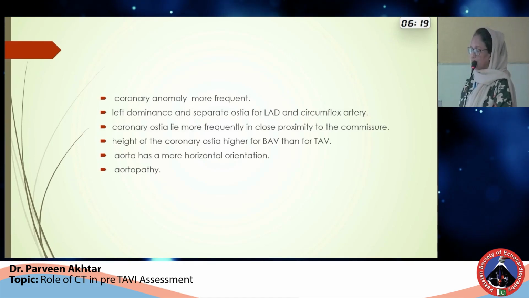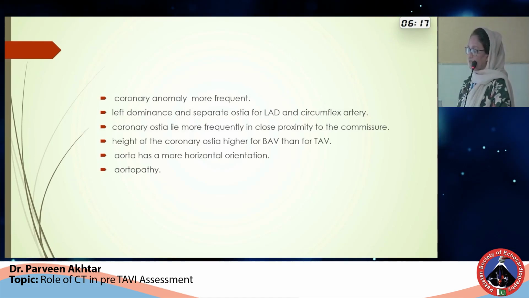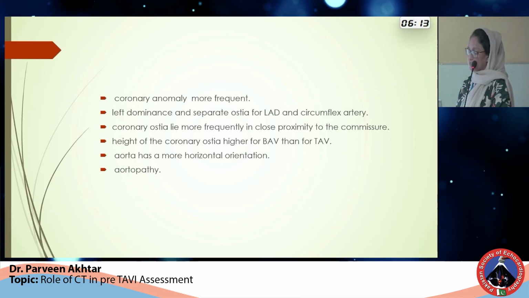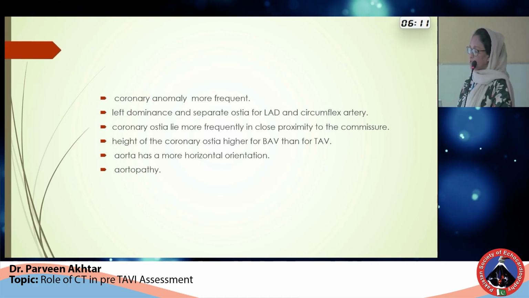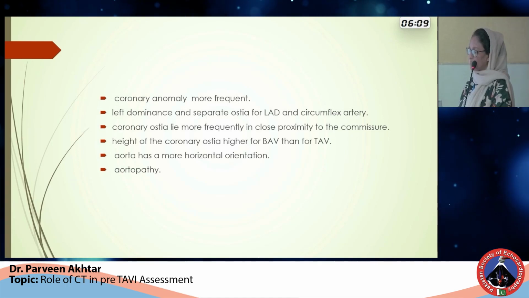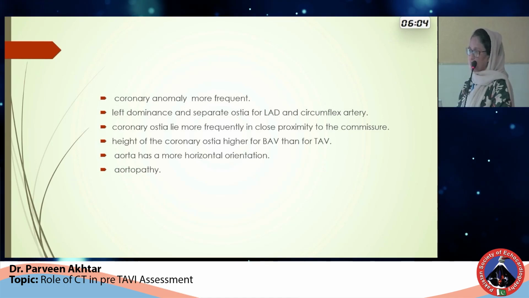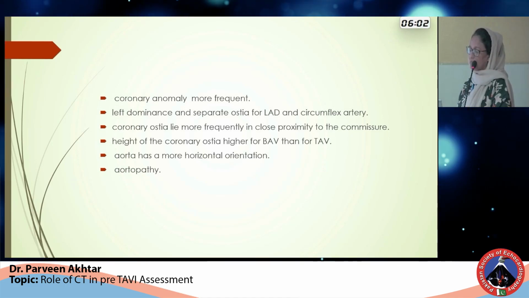Coronary anomalies are more common in bicuspid. Left dominance is more common. There is a separate ostia of the LAD and the left circumflex. The coronary ostia are usually in close proximity to the commissure, and the height of the coronary ostia is higher in the bicuspid. This is a good sign.